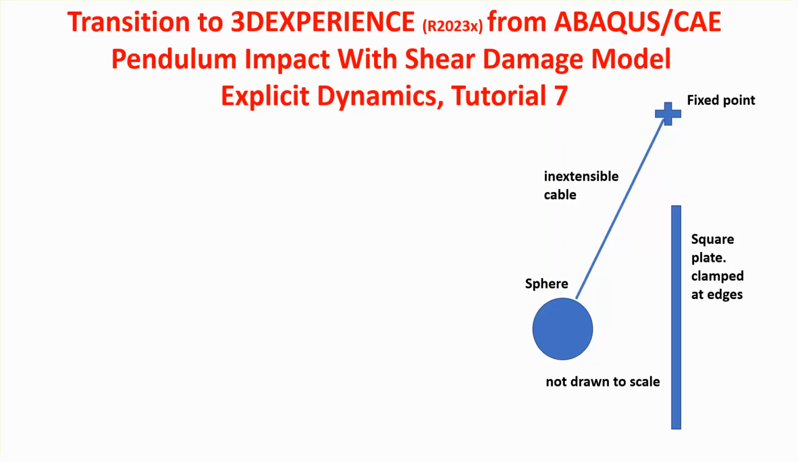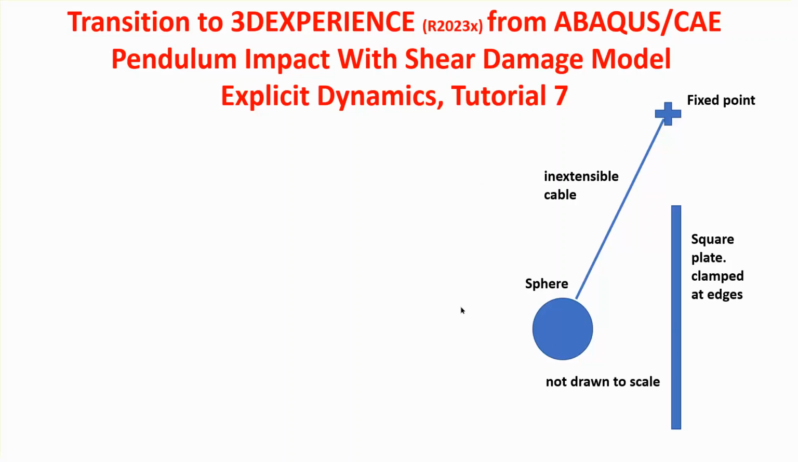Hello folks, in this video tutorial I will be performing an explicit dynamics analysis in the 3D experience, which we know has the ABAQUS program buried in it as the FEA solver. Now, I have done something similar to this in tutorial 6, except that here we are assuming that this ball that is running into the flat plate is actually a pendulum. In other words, it's not coming in a straight direction, but it's swinging from some location and coming down.